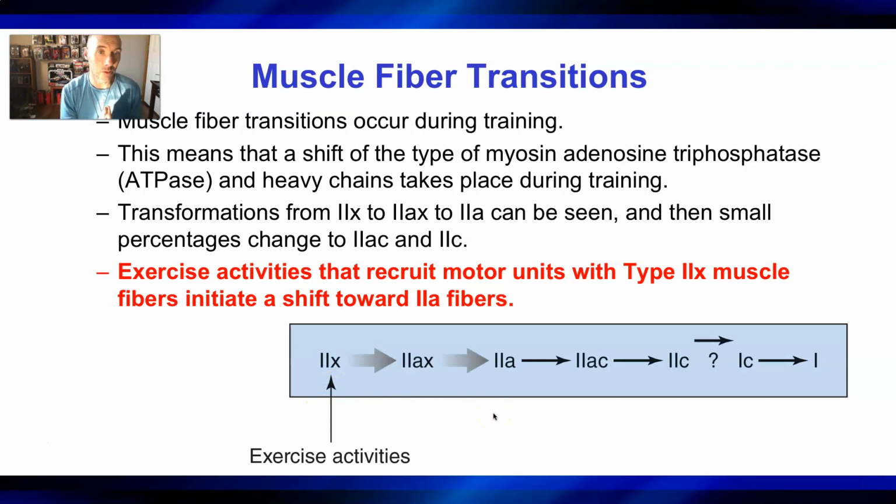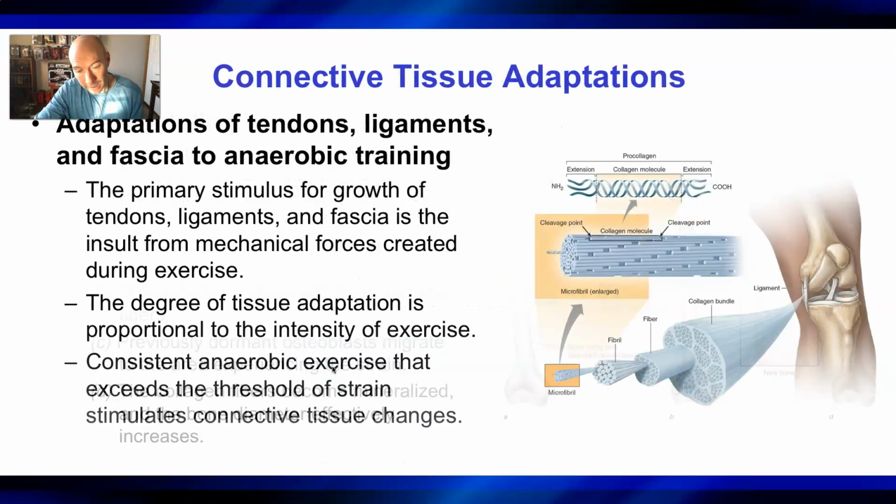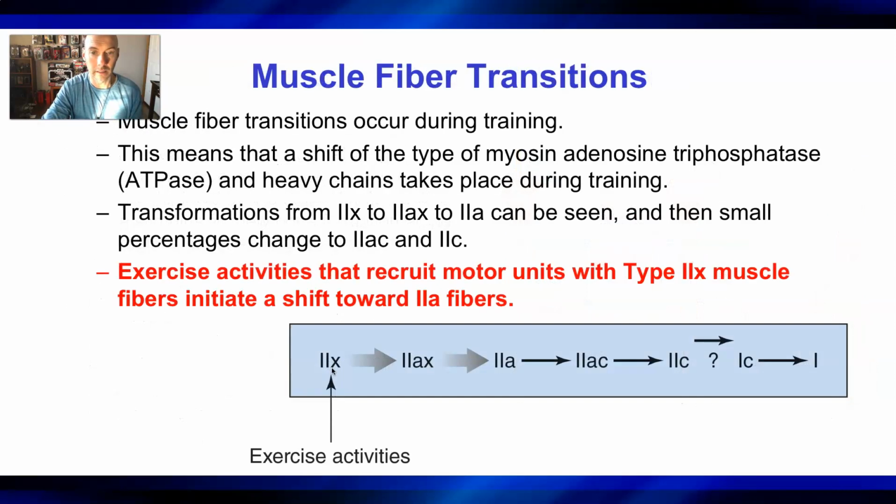Okay, so what we see with regards to anaerobic training, fiber type tends to shift from type 2X to type 2A. Again, allowing those explosive fibers to gain fatigue resistance. So that's a positive adaptation for sure, right? Ideally in life, it'd be great if we only had these, but that's not the way it works.